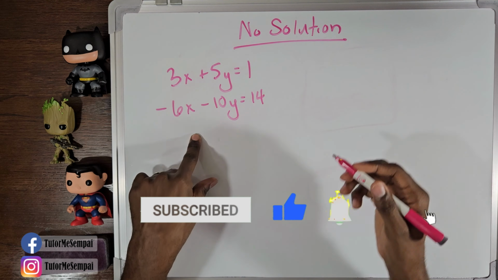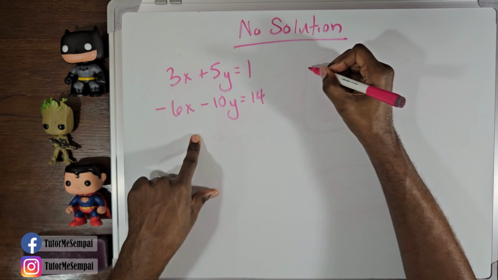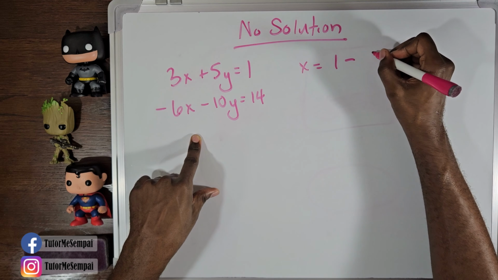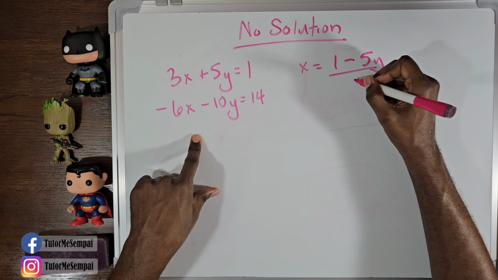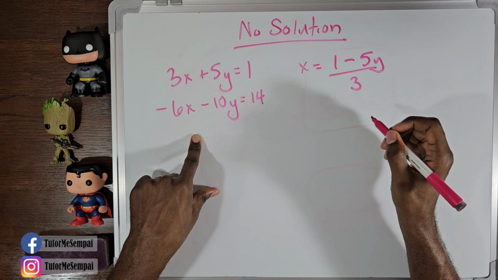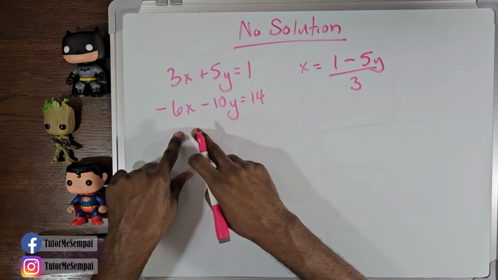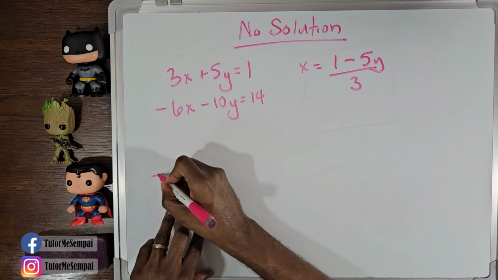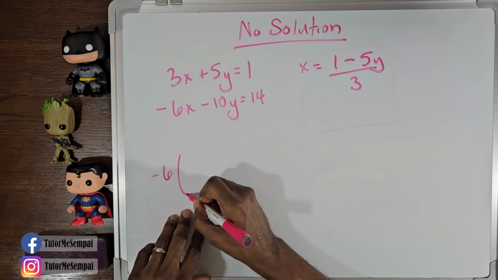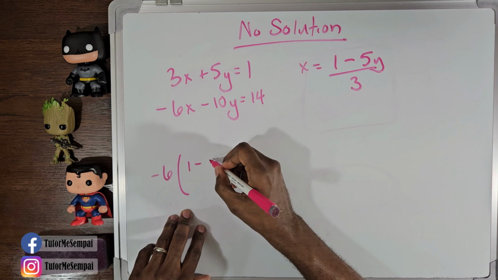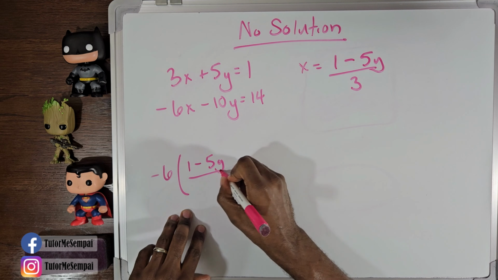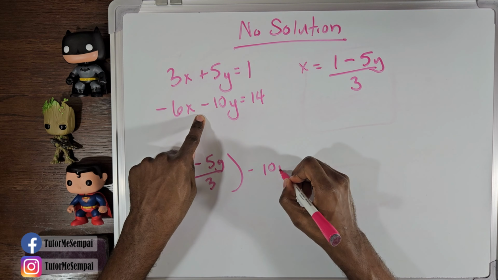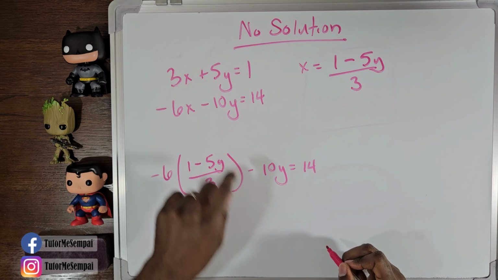So I'll start with the first one, and I'm going to get x by itself. So by getting x by itself, I'm going to have (1 minus 5y) over 3. And I'm going to plug this into our second equation, which means that instead of negative 6x, I'm going to have negative 6 times this, which is (1 minus 5y) over 3. Then I'm going to continue this with minus 10y equals 14.